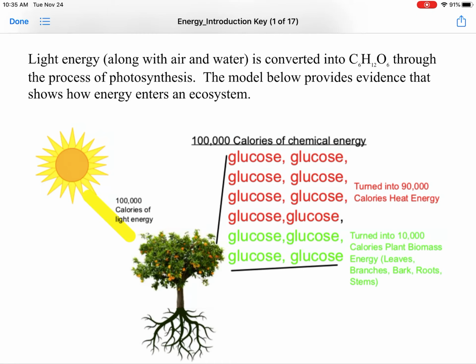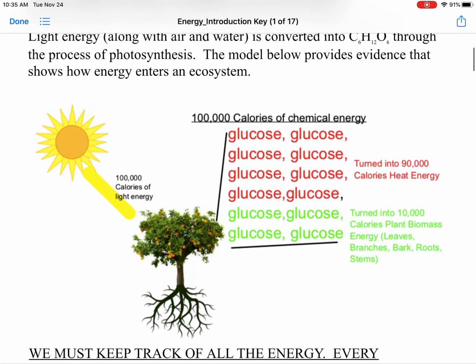If we look at this model, we see we have 100,000 calories of electromagnetic energy, in this case light energy. We have a plant. That tree converts that light energy into chemical energy, namely glucose, 100,000 calories of glucose. So what was 100,000 calories of light energy is now 100,000 calories of glucose or chemical energy.